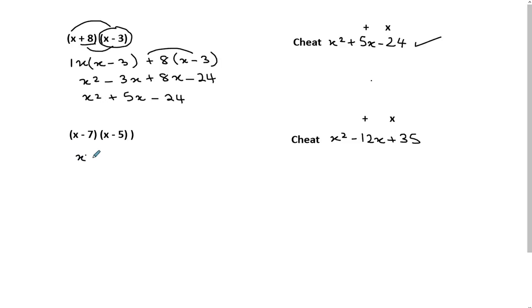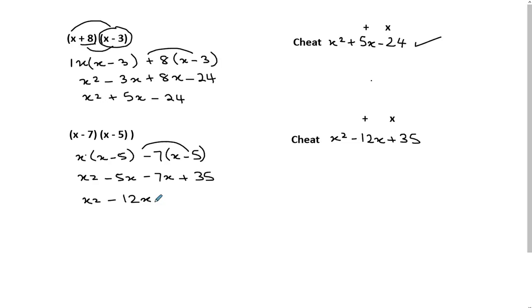So x times x minus 5 minus 7 times x minus 5. Expand it out. x squared minus 5x minus 7x. Minus times minus is positive, and 7 times 5 is 35. Collect like terms. x squared minus 5 minus 7 is minus 12x plus 35. And hey, we got that right too.